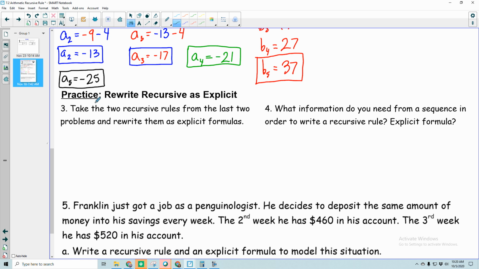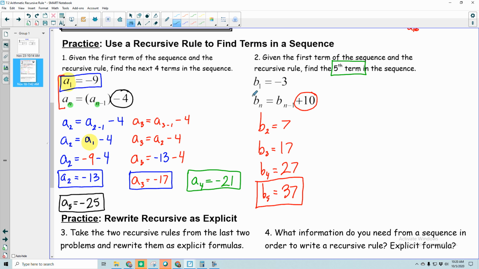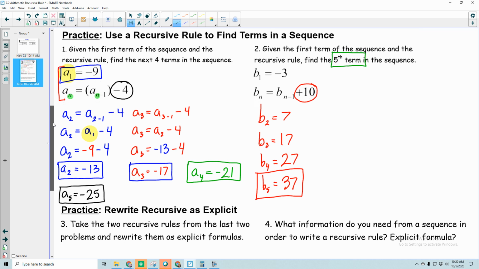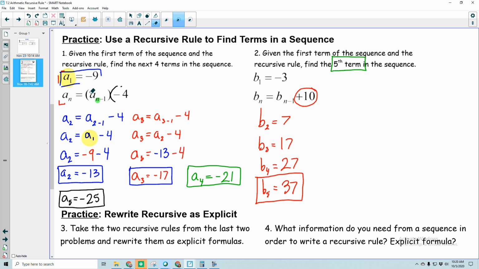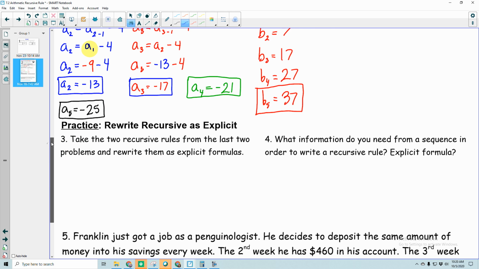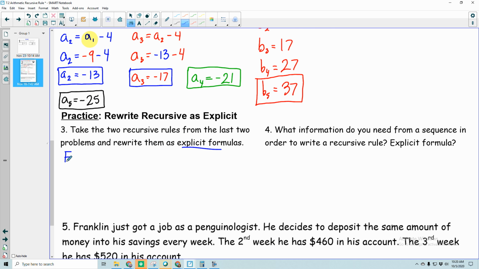So some other problems you'll see. We're going to take these two recursive rules that you were given from the last two problems, and we're going to rewrite them as explicit formulas. So if you recall what it took to make an explicit formula, we needed two things. We had to know what a sub 1 is, and we also have to know what d is. Those are the only two things that we have to know, and then we can make an explicit formula.